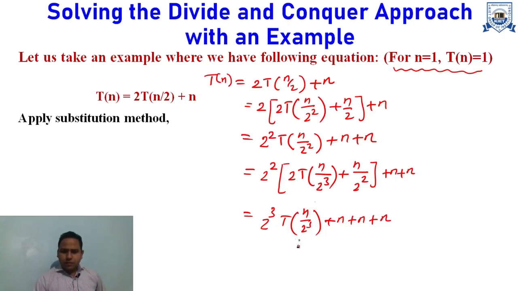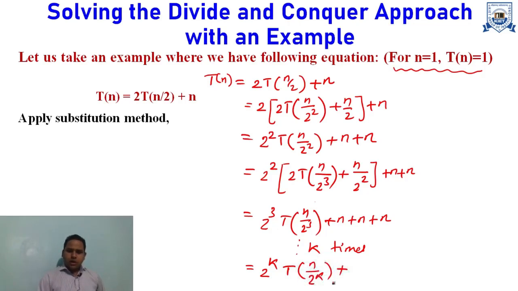So if you repeat this up to k times, that means after k times we are able to reach the small problem condition, that is n equal to 1. So we can write it as 2 power k T of n by 2 power k plus k into n, because the cost n will be added up to k times.